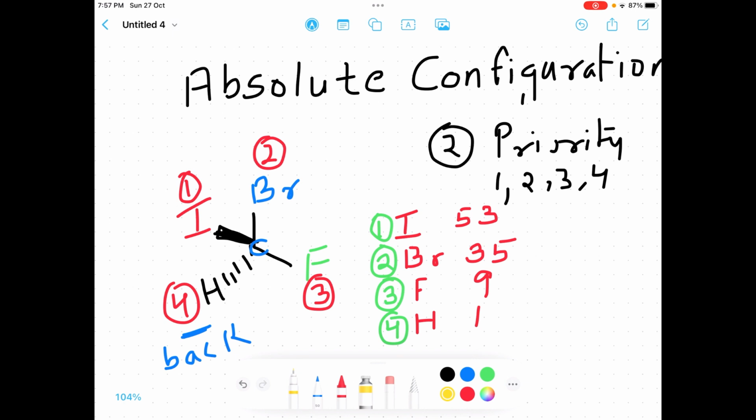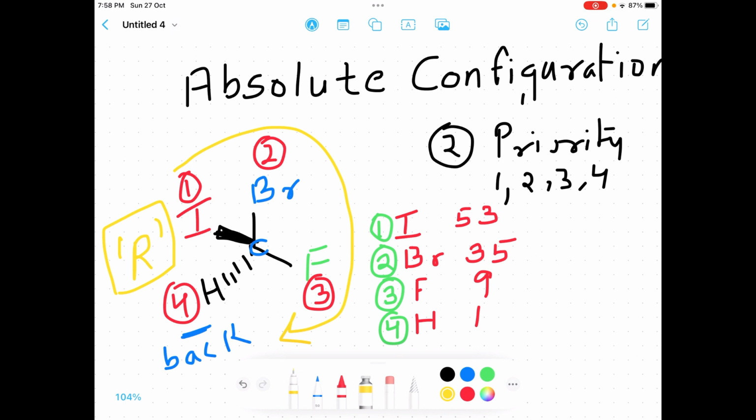In the next step, you have to see how these priority groups are arranged. As you can see, the number 4 is on the back, so you have to look at these 3 groups, 1, 2 and 3, and these 3 groups are arranged clockwise, so we will give the configuration to this chiral carbon as R configuration. R comes from the Latin word rectus, which means right. If this sequence was going anti-clockwise or counterclockwise, then we would assign the configuration S.